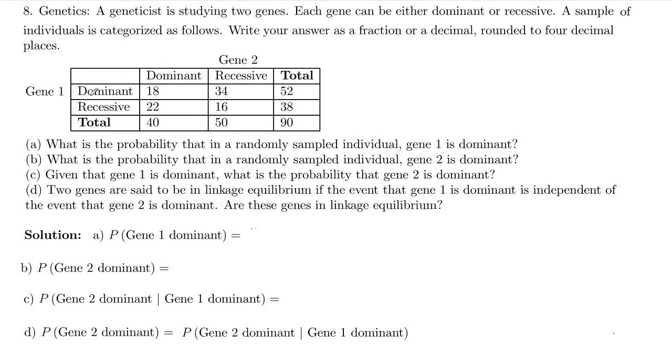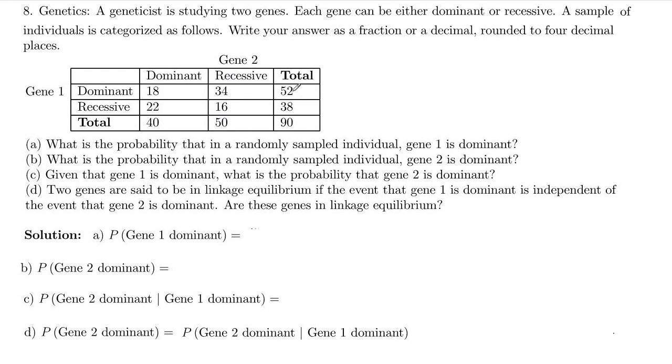They looked at gene 1, whether it was dominant or recessive, and then gene 2, whether it was dominant or recessive. For example, this 18 right here means that gene 1 was dominant and gene 2 was dominant. And the 34 means that gene 1 was dominant, but gene 2 was recessive, and so on. And then we did row totals and column totals here.